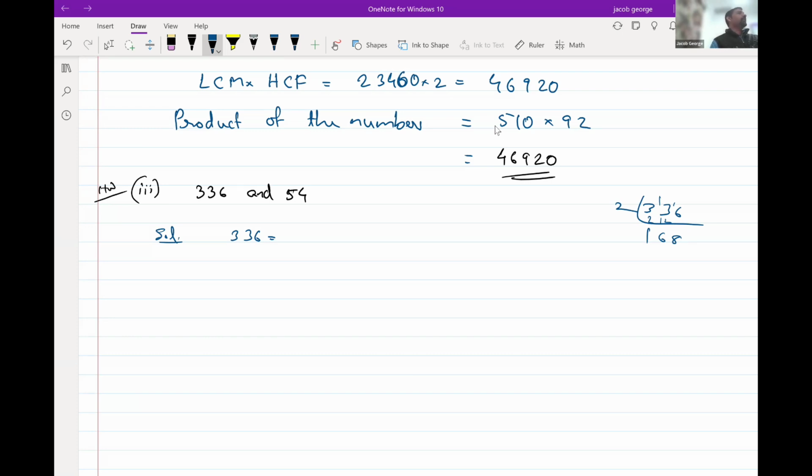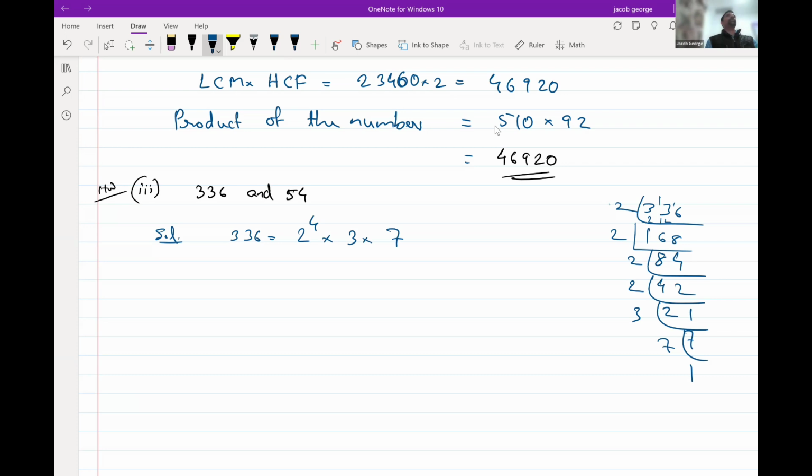Is that clear? 3 by 2, that is 1. And then again by 2. So 8 2s are 16 and 4 2s are 8, by 2. 4 2s are 8 and 2 2s are 4, by 2, 2, 1. By 3 it is 7, by 7 it is 1. So what is 336? 2 raised to 4 into 3 into 7. How many of you got this factorization correct? Yes. 2 raised to 4 into 3 into 7.